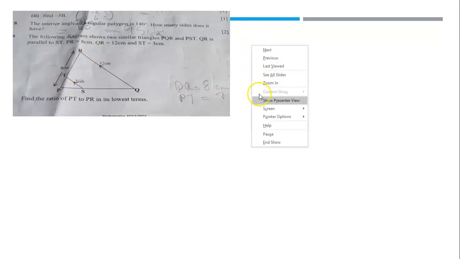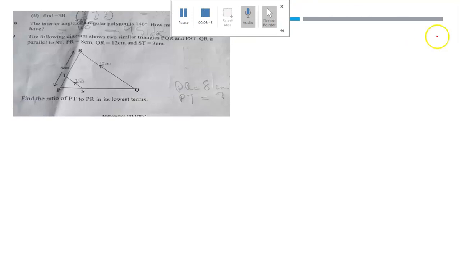The question says: find the ratio of PT to PR. So the beginning point is to look at the terminology, the ratio. When you come to the word ratio, take note.